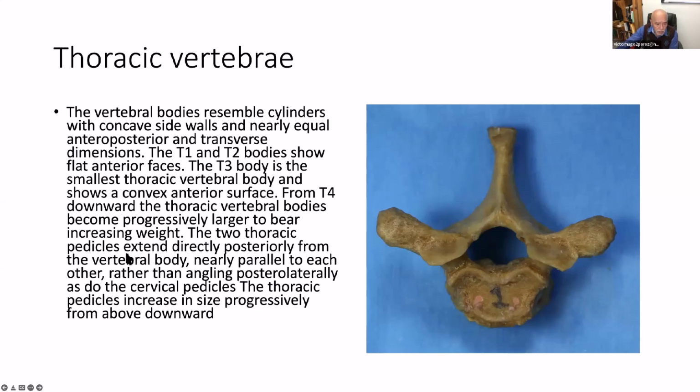The two thoracic pedicles extend directly posteriorly from the vertebral body, nearly parallel to each other, rather than angling posterolaterally as do the cervical pedicles. The thoracic pedicles increase in size progressively from above downward.